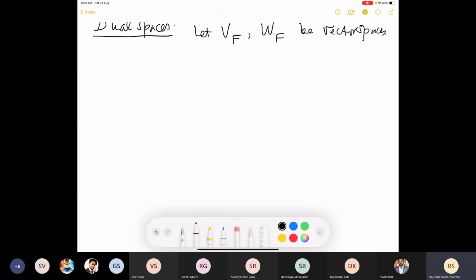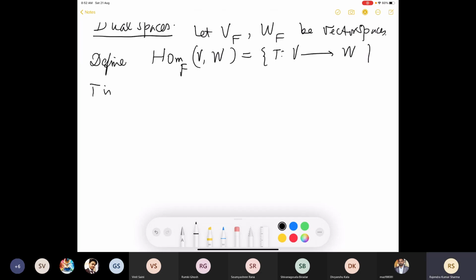Now define here the symbol Hom(V, W) over F to be the set of all homomorphisms of V into W. So this is the set of all homomorphisms. So T is a homomorphism of V into W.